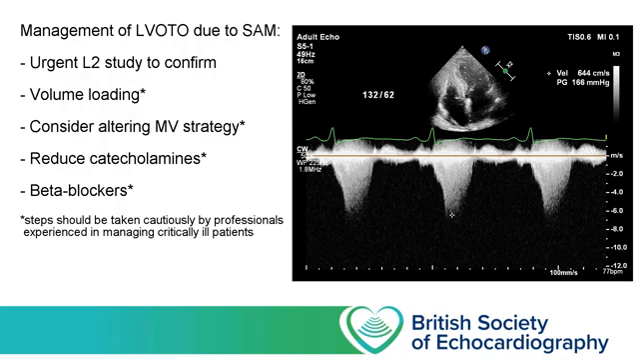Management strategies basically try to reverse those physiological conditions which led to the development of dynamic outflow tract obstruction, so giving volume to increase the LV cavity size, as well as slowing down the heart and reducing the vigour of contraction. Of course, it's important to remember that these are critically ill patients to start with, and each of these steps could potentially cause the patient to deteriorate.